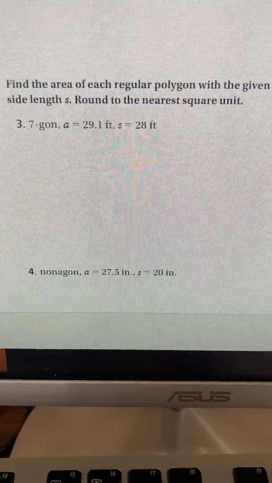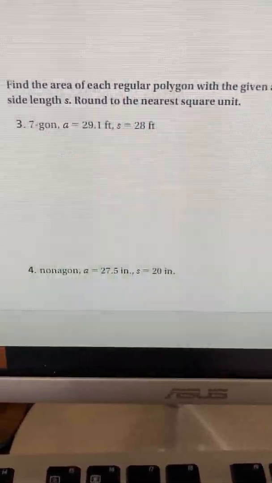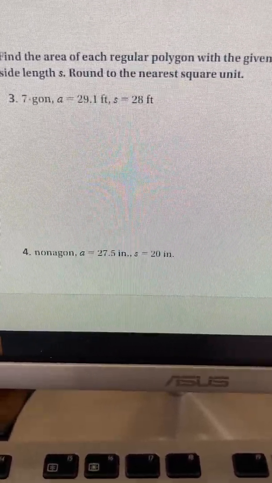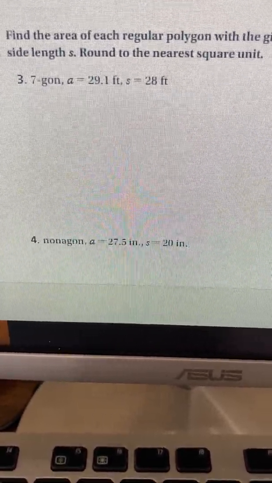So you're going to take 1/2. You need to find the side length, which is 28. So take 28 times 7 to get your perimeter. All right, then multiply that times your apothem, which is 29.1. And then you will take half of that.